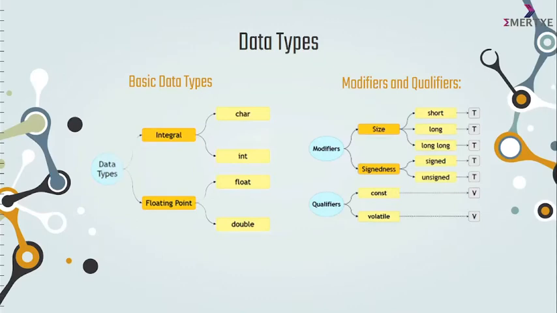Data types. Basic data types are classified into two types: integral, which are char and int; floating points, which are float and double. Modifiers are also classified into two types: size and signedness. Size are short and long. Signedness are signed and unsigned. Qualifiers are constant or volatile.